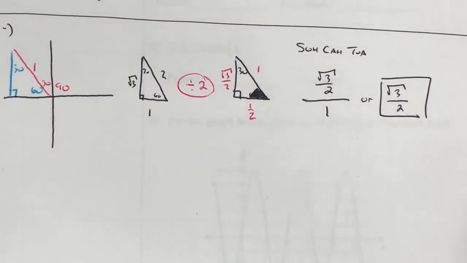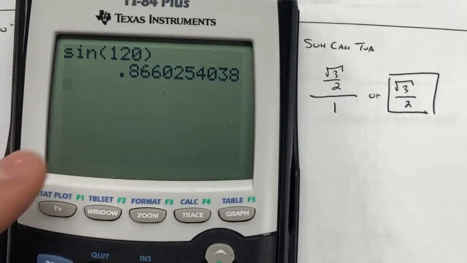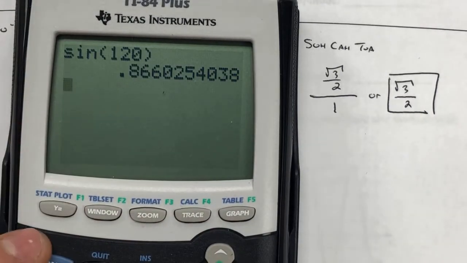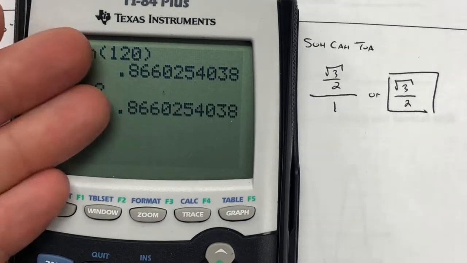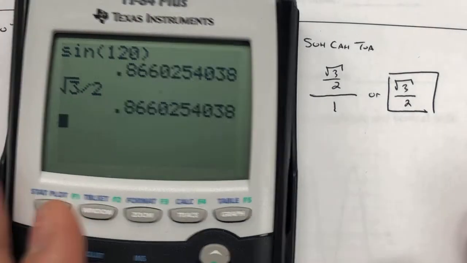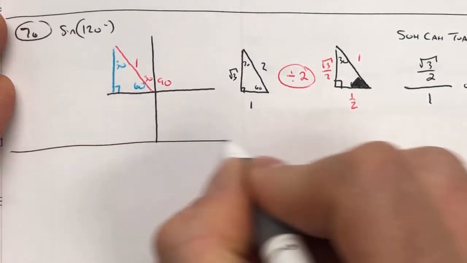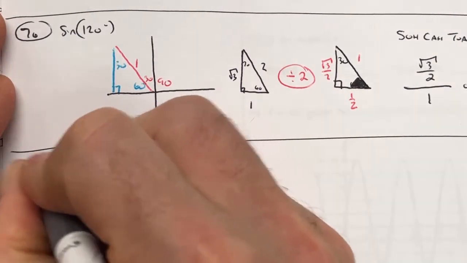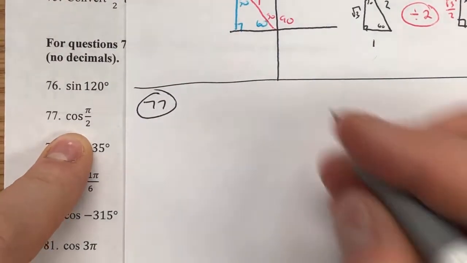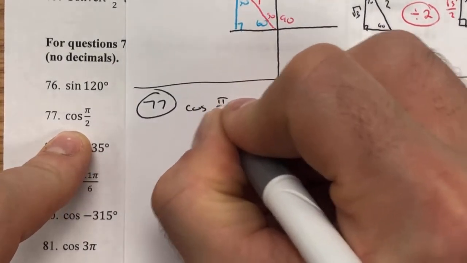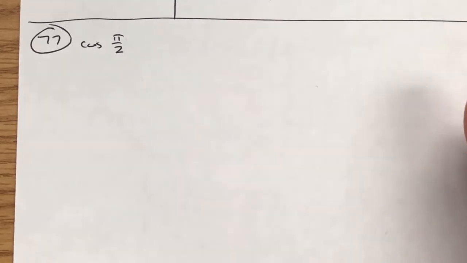Let's double check and make sure that is our previous answer. So square root of 3 over 2 should give me that. So let's check this out. Square root of 3 divided by 2. Yep, there we go. Okay. So that was number 76. Let's take a look at number 77. It should be a very similar style problem. Okay, so I have the cosine of pi over 2. If I have the cosine of pi over 2, I'm going to set up that same scenario.